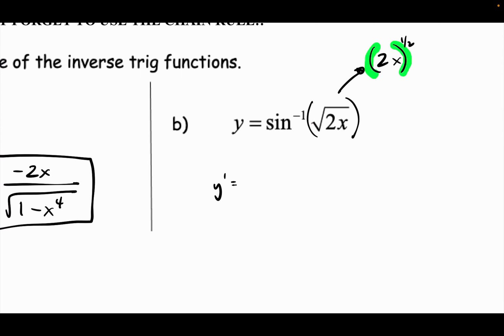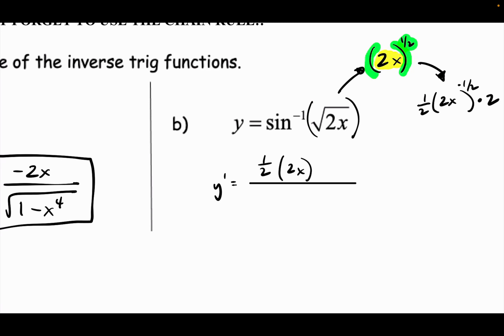So we have an outside, and then we have an inside. So if you're going to find the derivative of that, we're going to go 1/2 parentheses 2x, subtract a power, negative 1/2, times the derivative of the yellow, which is 2. That's going to go on top. 1/2 parentheses 2x, negative 1/2 times 2.